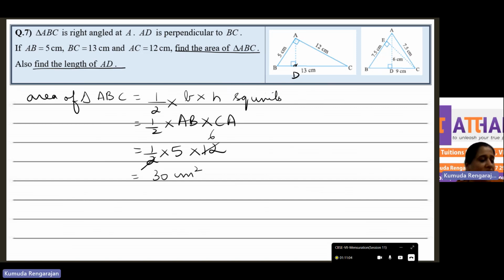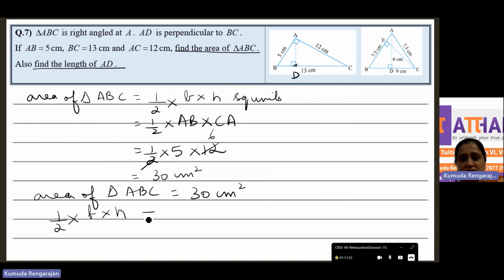Now somehow you should write some equation and get AD into it. Yes, Avnish, 30 centimeters. You must start like this: area of triangle ABC is equal to 30 centimeters square. Next. Half into base into height equal to 30. Then half into BC. We should take BC as the base because only then you can write AD as the altitude, equal to 30. Yeah, next.